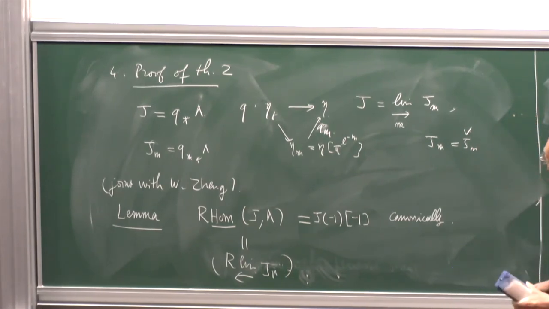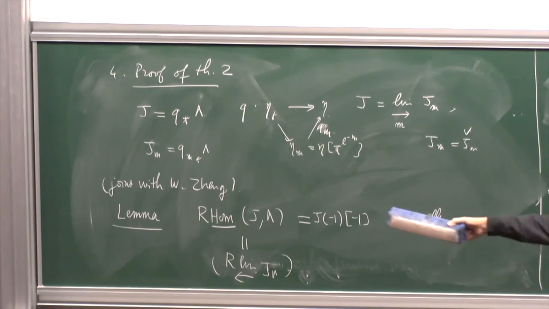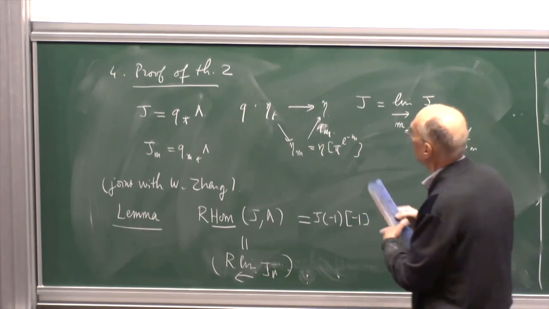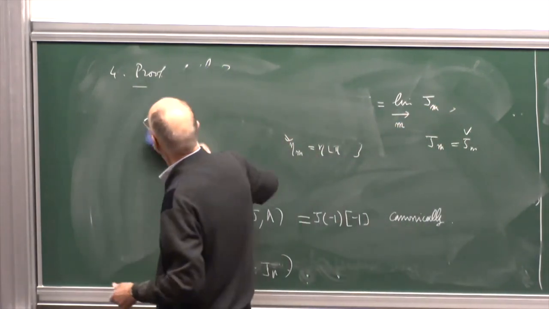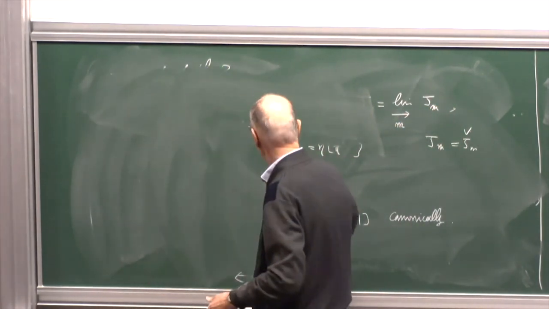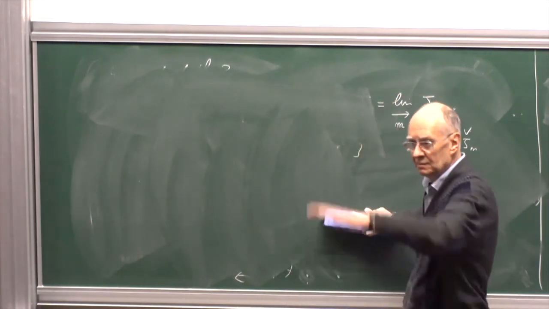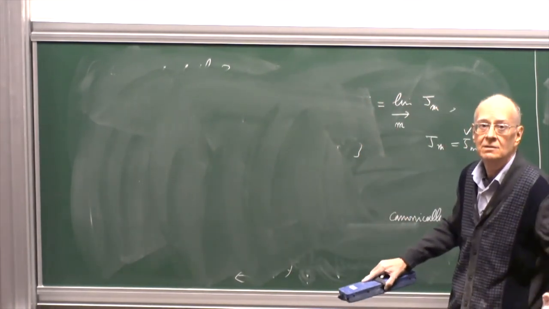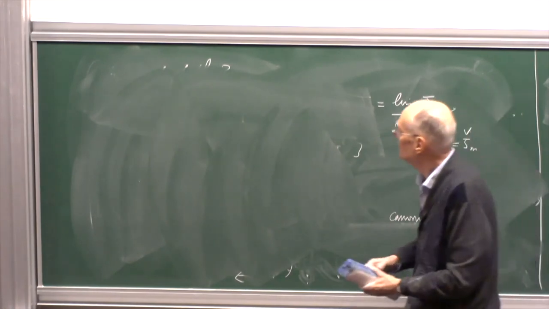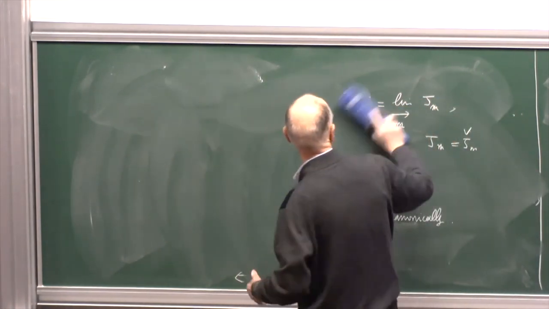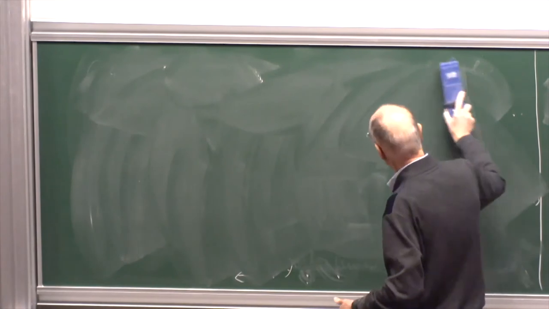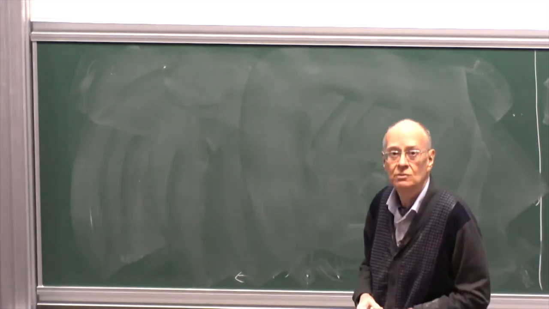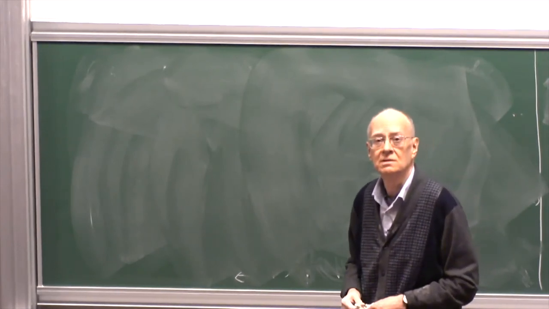Also, Laumon asked for j replaced by other things. So, for example, you take a finite field and its algebraic closure. You take the projection and take a direct image of lambda. You have that the dual is the sheaf itself shifted by minus 1. We don't know. In this case, no twist should appear.